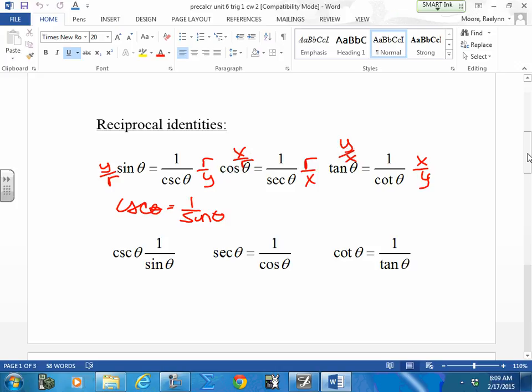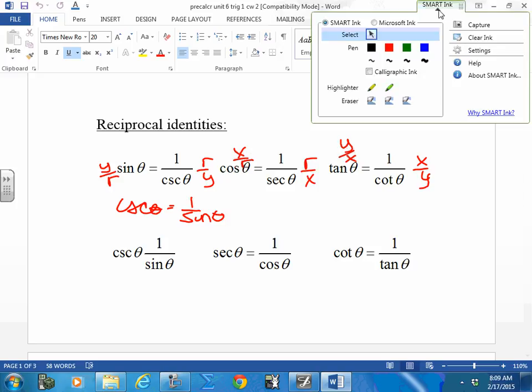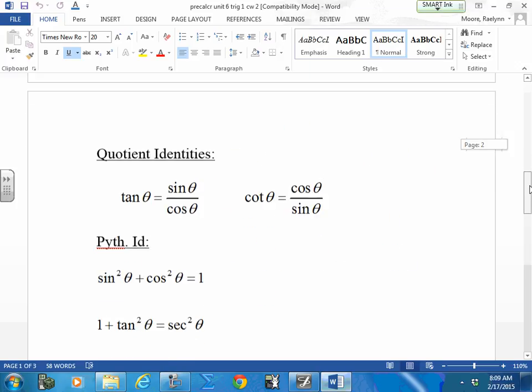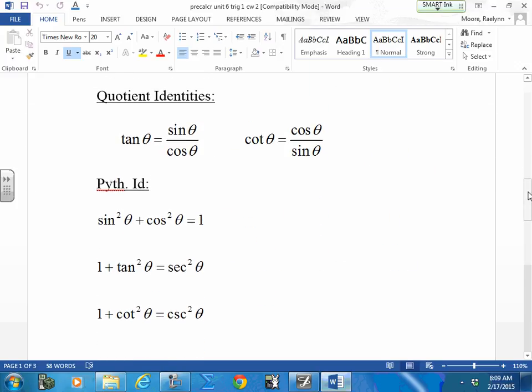These we use more in terms of, do you remember when you had to do the proofs? If you had a statement and you had to bring it down to another statement, those are when we usually use those. But we don't do those in precalc. Your quotient identities. Here's some more identities that you learned back in Algebra 2.